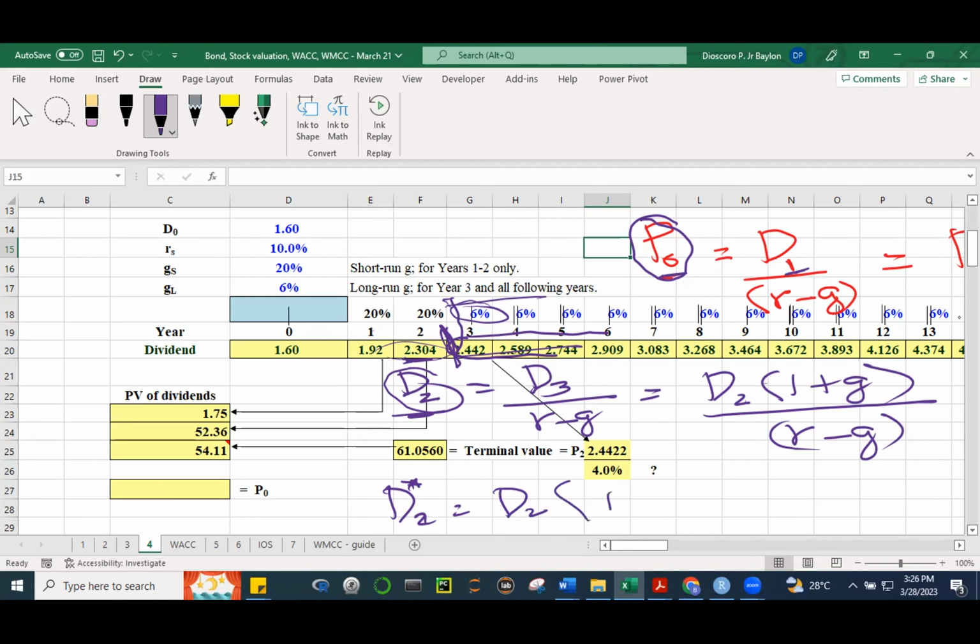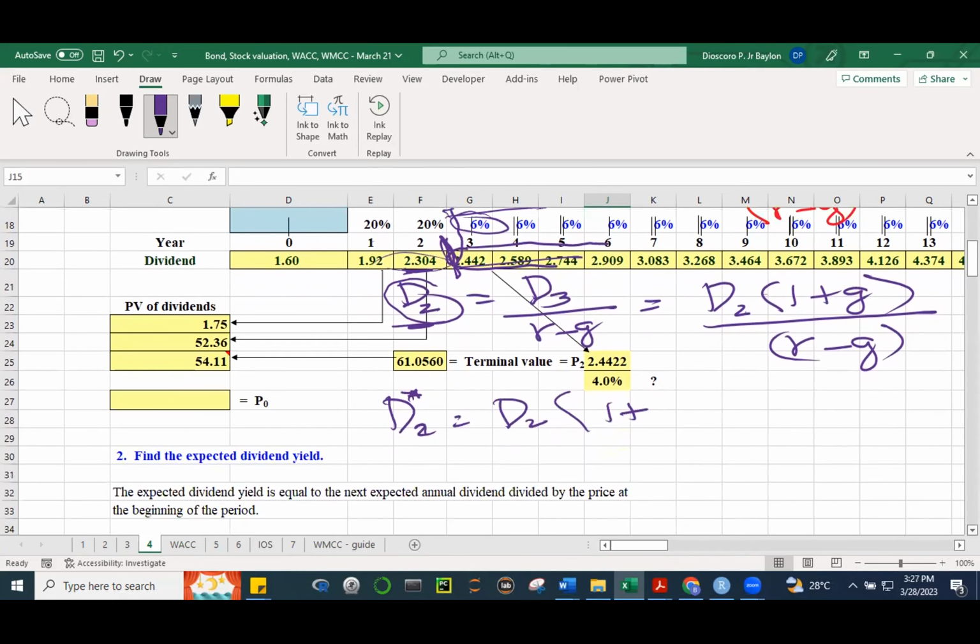We let it grow by how much? How many percent, class? Plus, how many percent? What's your constant growth rate? No, not 20%. Take a look at this one. Constant growth rate.